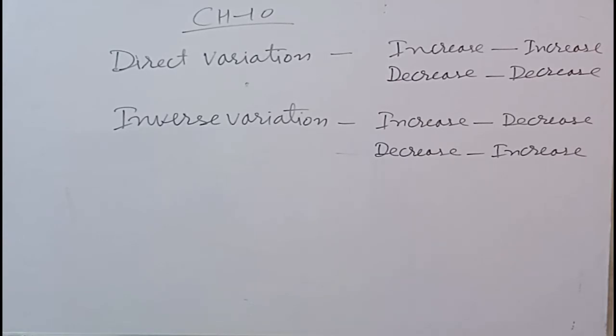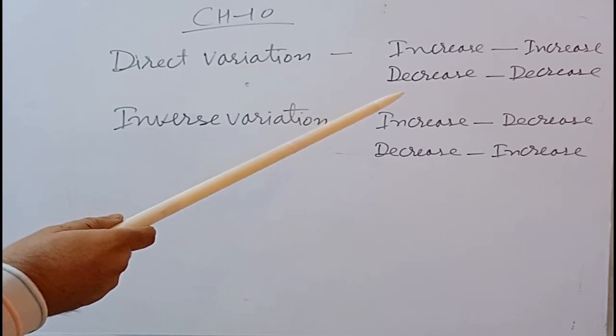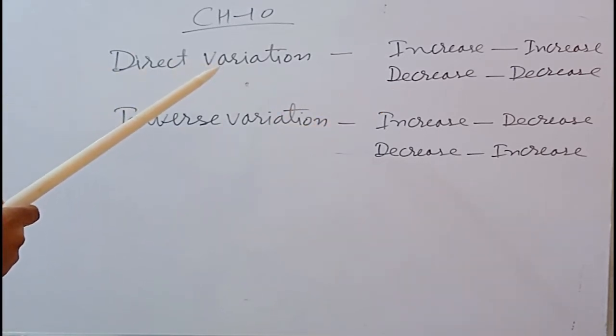Children, today I am going to take chapter 10, direct and inverse variations. First I am going to explain direct variations. Two quantities are said to have direct variation if an increase in one quantity causes an increase in the other quantity, or a decrease in one quantity causes a decrease in the other quantity. That is said to be direct variation.